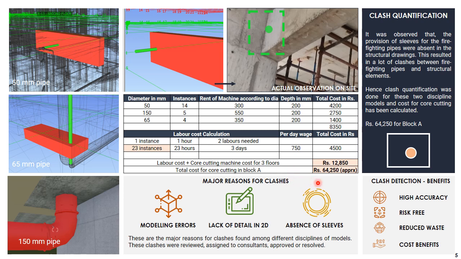cutting. Well, this can be avoided and money can be greatly saved by performing clash reduction at the early design stages. We learned that we can clearly have huge benefits like highly accurate drawings and details, risk-free works during construction, reduced waste in rework, and greater cost benefits by having a BIM workflow in the project.